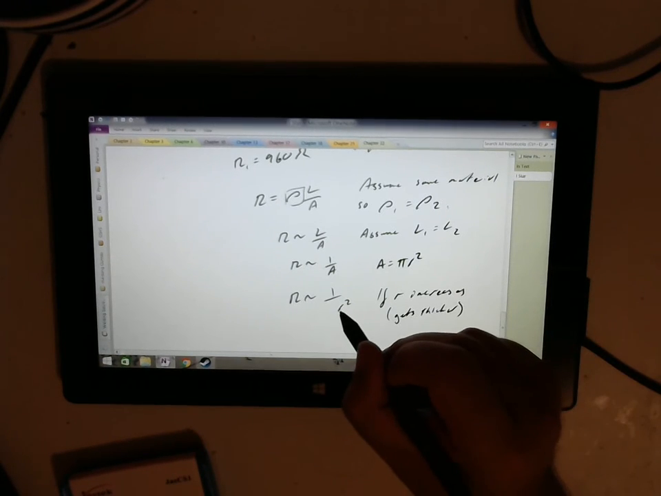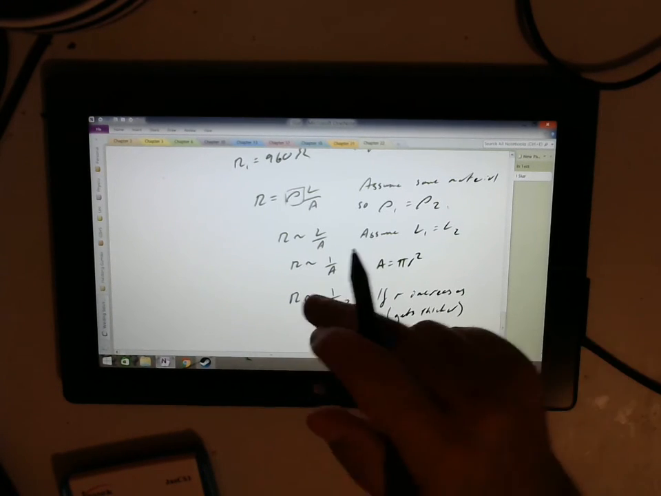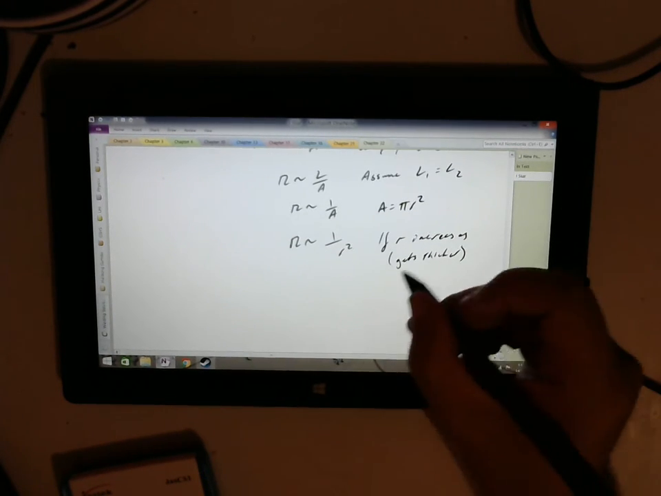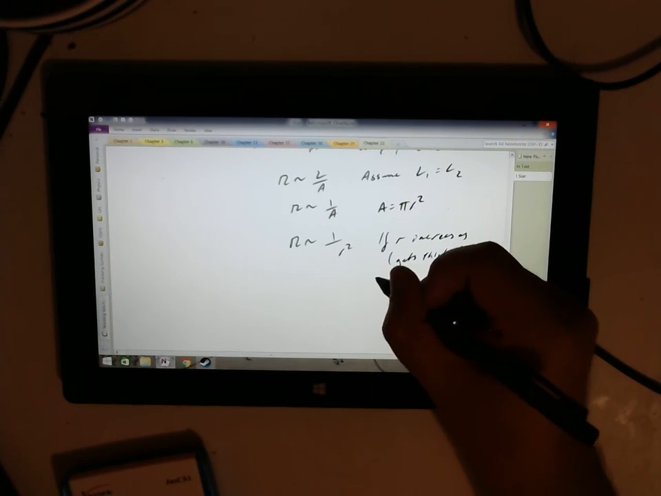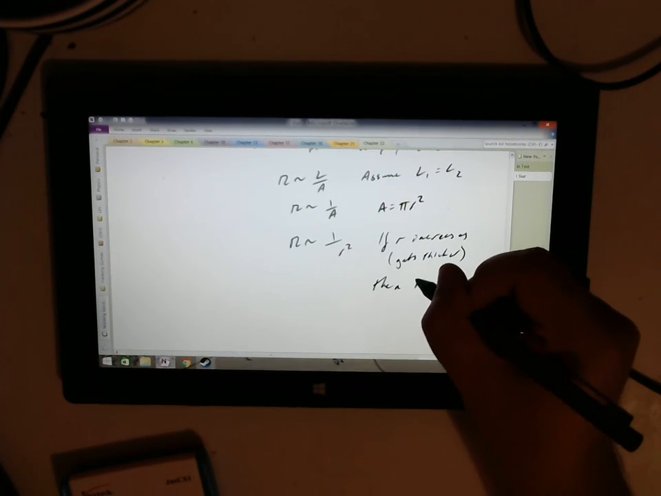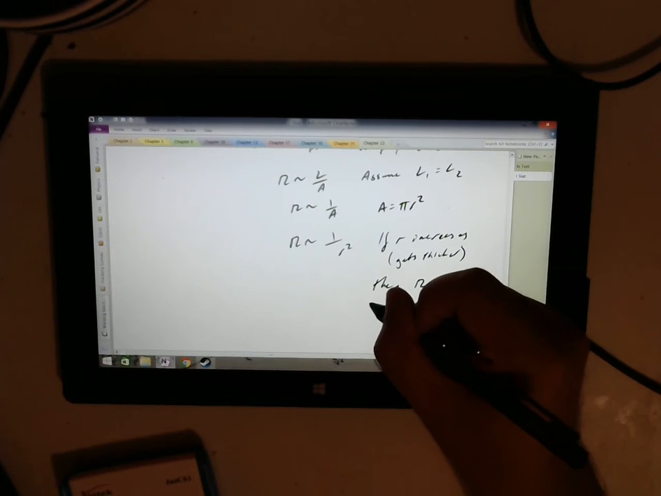Well, if this number gets bigger, this number will get smaller. If you're dividing by a bigger and bigger number, and that number is going to be squared, your result is going to get smaller and smaller. If r increases, then the resistance gets smaller.